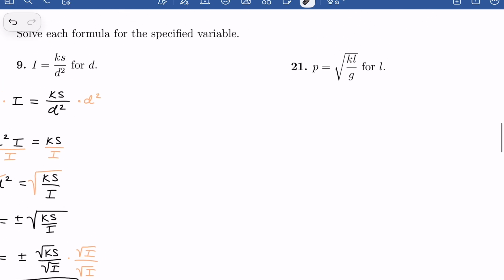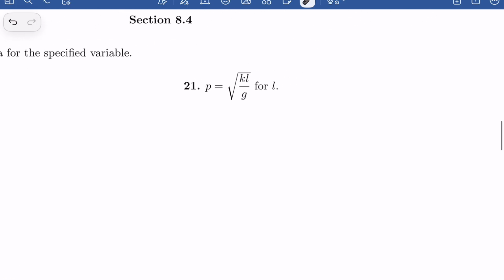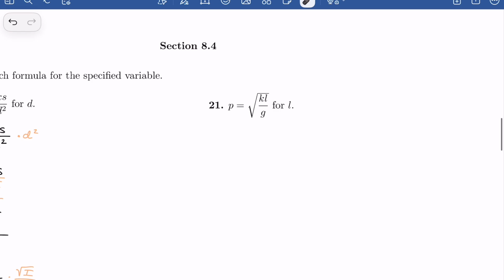All right, let's do the same thing for this next one. Now, in this case, we want to solve for L. Now, notice L is underneath a square root. So we're going to have to do the opposite in this case. What we want to do is use our power rule to get rid of this square root.